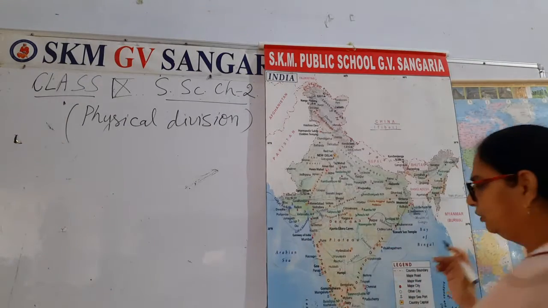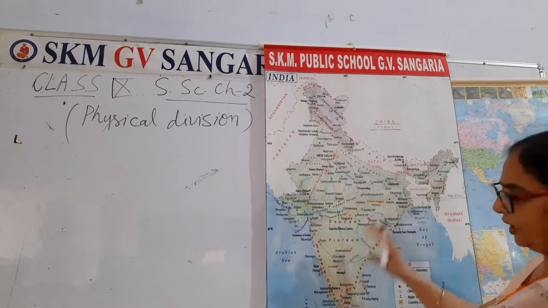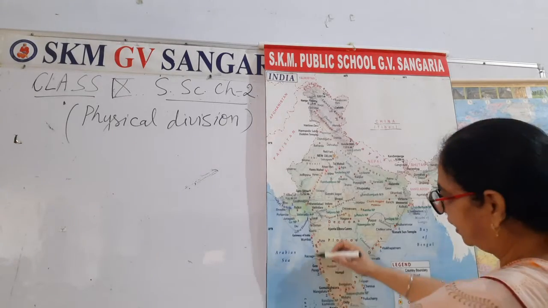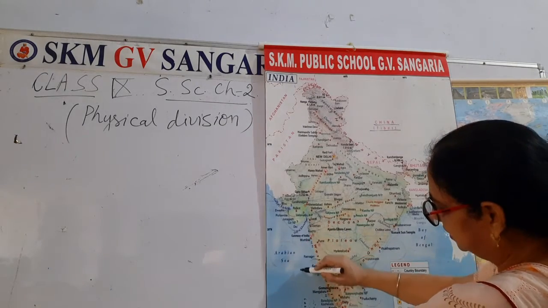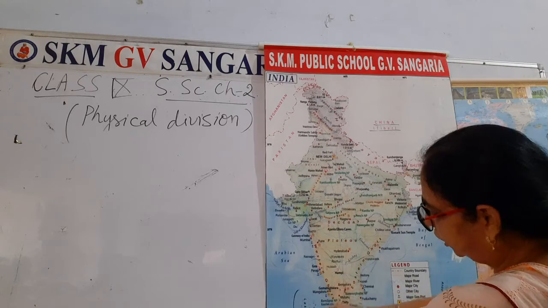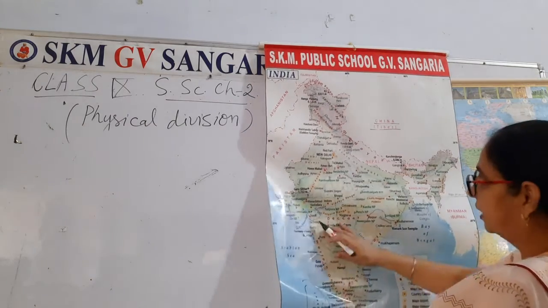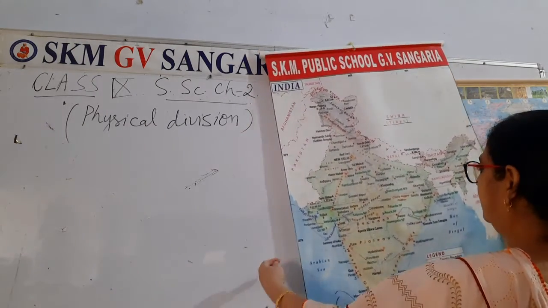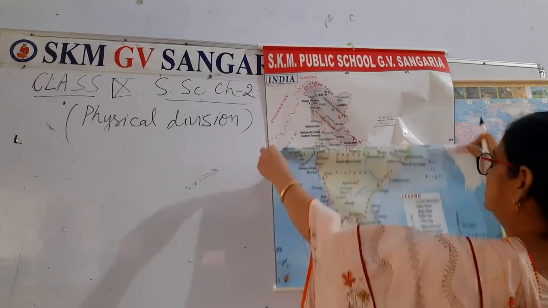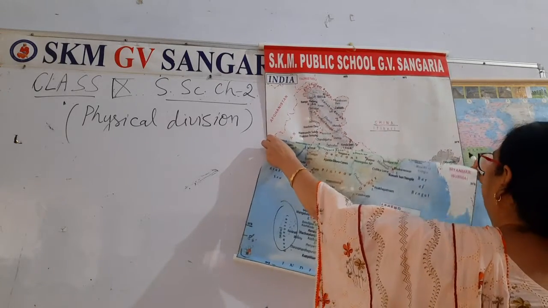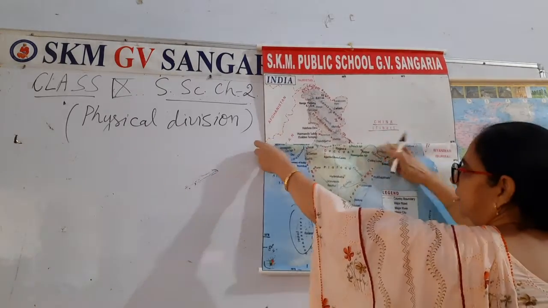Right? I tell you the easiest one first. You have seen islands now? Here are the islands in the Arabian Sea. These are the Lakshadweep Islands in the Arabian Sea.